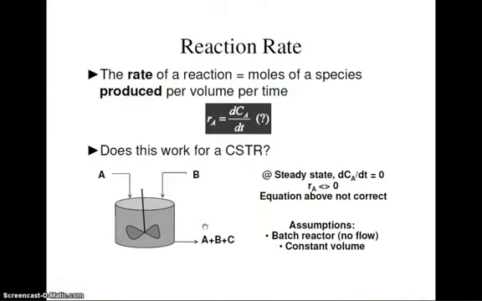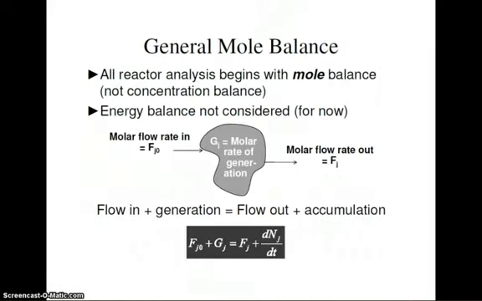But if they operate at steady state, the rate of change of concentration in this reactor is 0. But we expect that if this reactor is doing something, the rate of reaction is not 0. So that suggests that if our reactor is doing something, this equation must not be correct. So we need to take a different approach. Now, as you are aware, this equation can be written for a batch reactor at constant volume. But for general flow reactors, we need a more general approach that's going to work for any system.